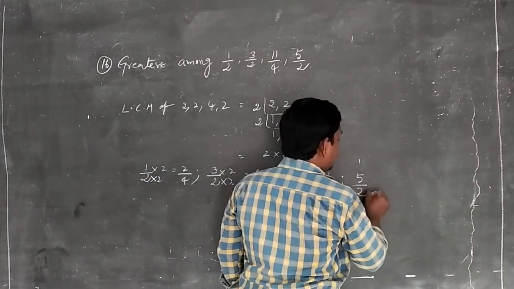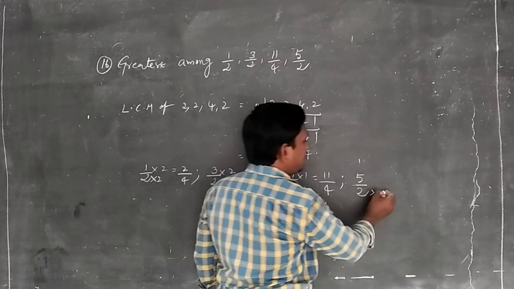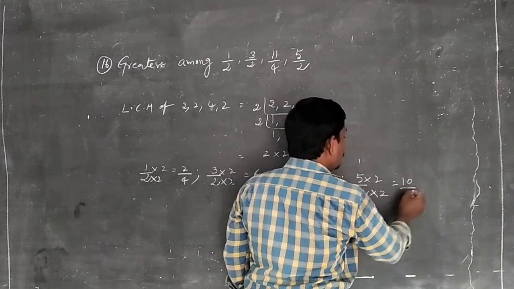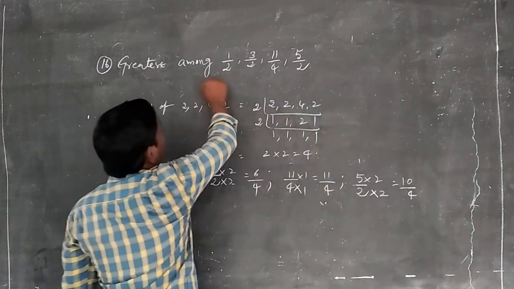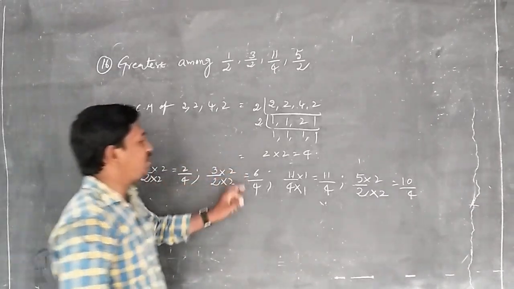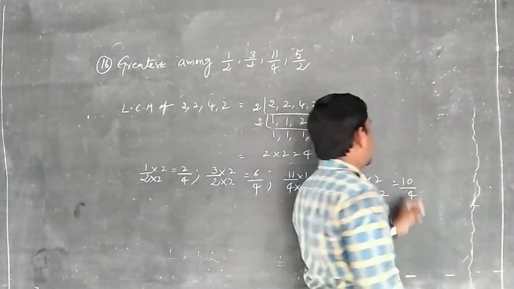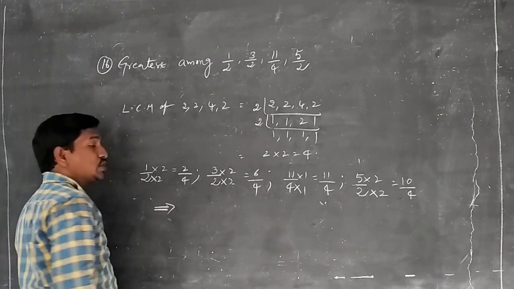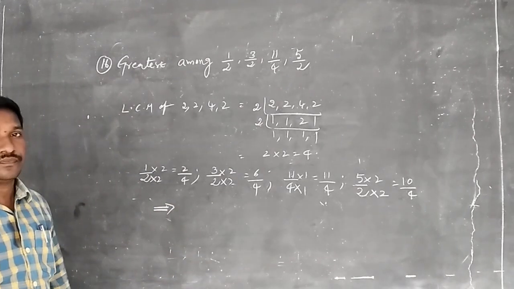If 2 becomes 4, numerator and denominator should be multiplied by 2. 5 2s are 10, 2 2s are 4. So all these fractions are converted into like fractions: 2 by 4, 6 by 4, 11 by 4 and 10 by 4.